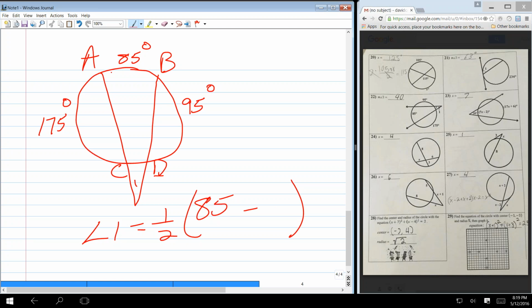No, this arc is not half of this arc. However, the whole circle is 360 degrees. What part of the circle do we not know? The only part we don't know is CD. Can you figure it out? You can just do 175 plus 85 plus 95, and then subtract that from 360. What you get is 5. Cool. Now we can do 85 minus 5.